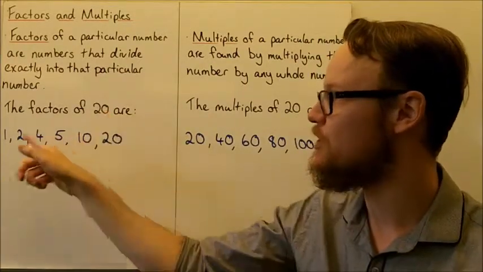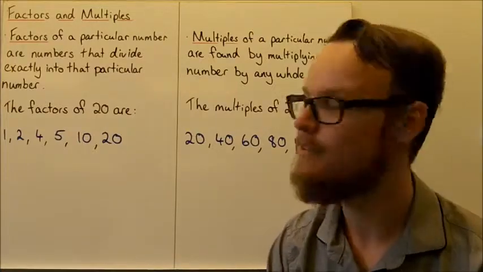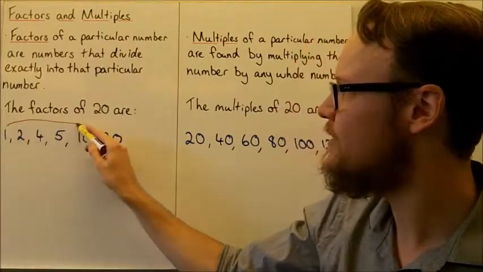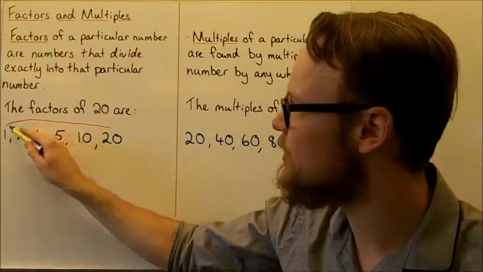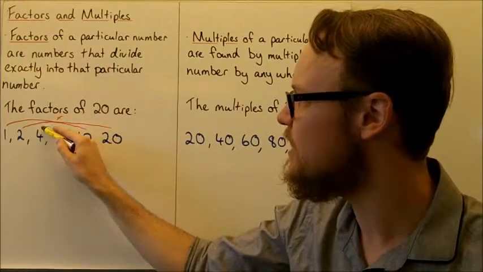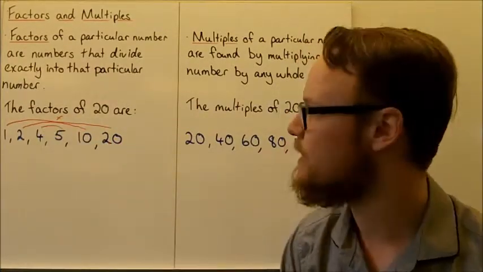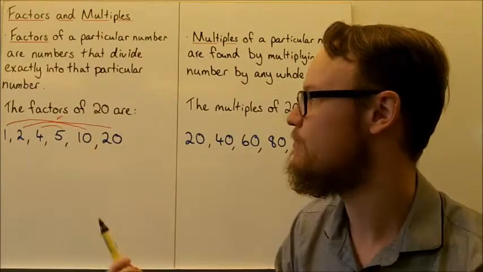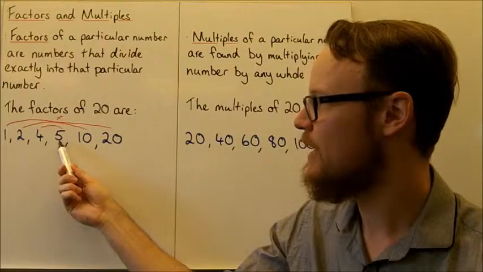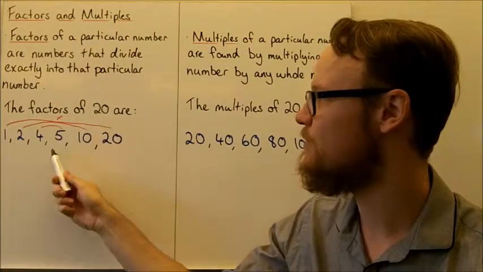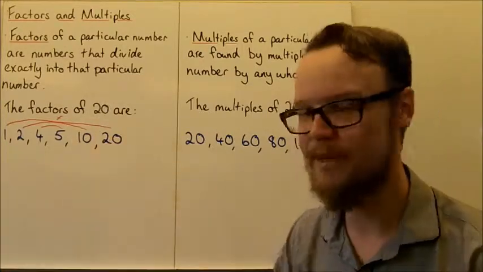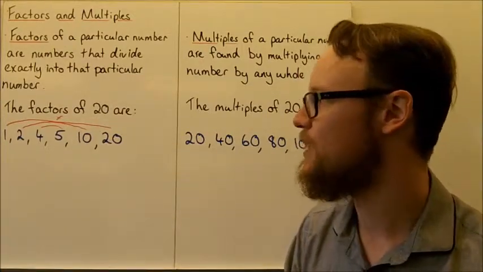Each of these numbers divides exactly into 20, and you can see that they actually pair up. 1 times 20 is 20, 2 times 10 is 20, and 4 times 5 is 20. And that's the reason they pair up so easily: if we divide 20 by 5, we'll be left with 4. So that means that 20 divided by 4 will be equal to 5. So we've got that relationship there.